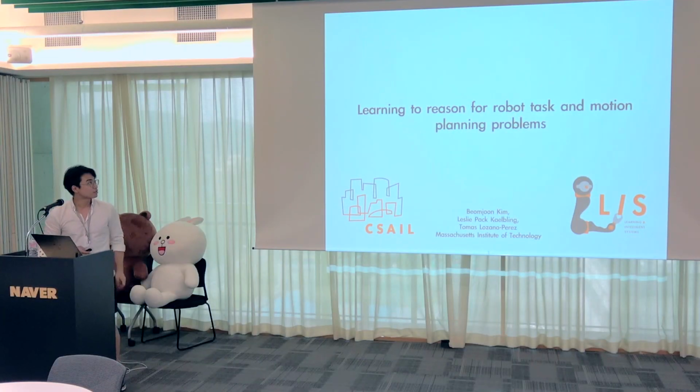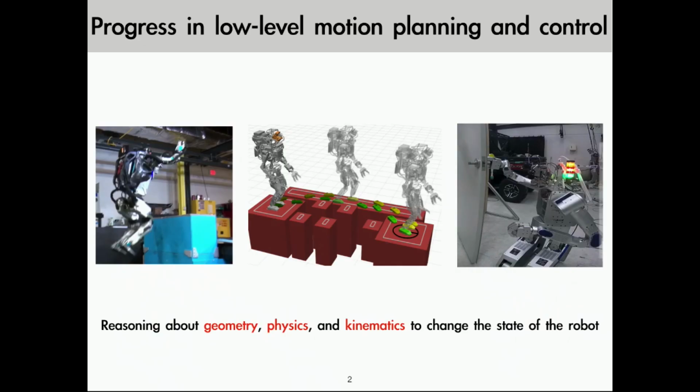So I'm going to talk about learning to reason for robot task and motion planning problems. In the past few decades, we have made great progress in low-level control and motion planning for robotics, where the robot has to reason about low-level details, such as geometry, physics, and kinematics, in order to change the internal state of the robot.